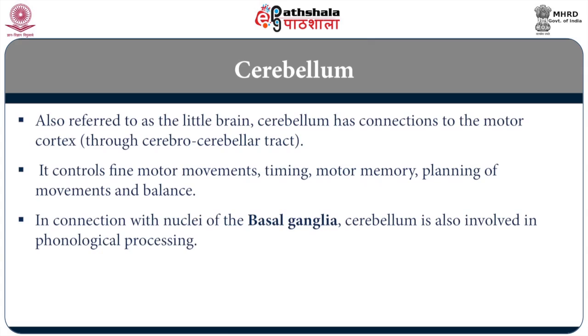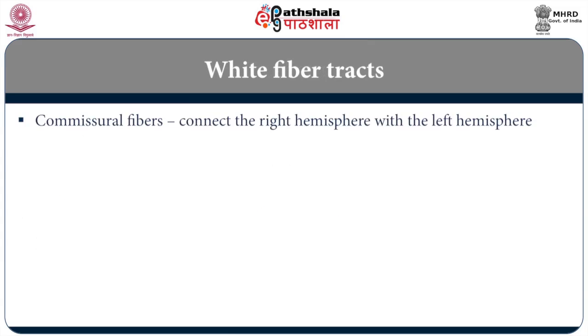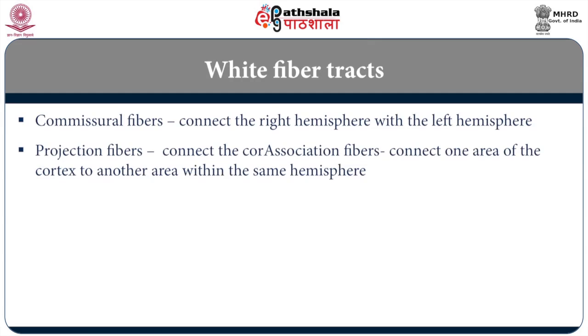Now these are all the brain structures. What about the information flow through the fiber tracts? So the right and the left hemisphere, I only mentioned corpus callosum, which connects the right hemisphere and left hemisphere, but that's not the only connection. You have what are known as commissural fibers, which also connect the right hemisphere with the left hemisphere, and projection fibers, which connect the cortex to the subcortical structures, some of which I have described a few minutes ago.